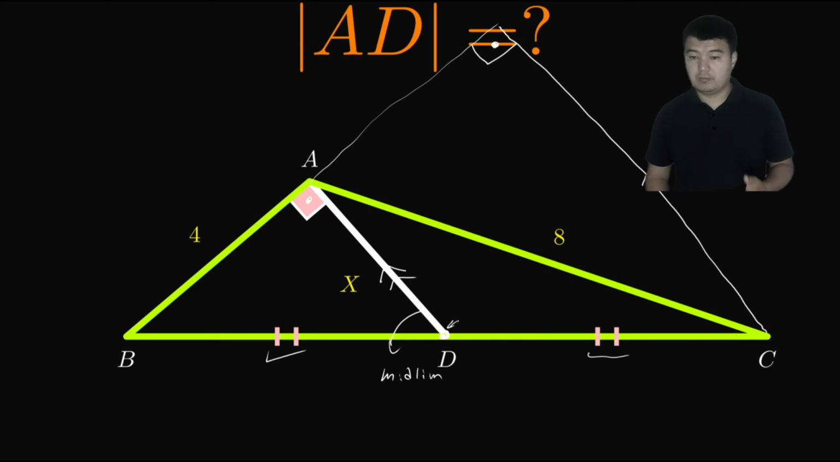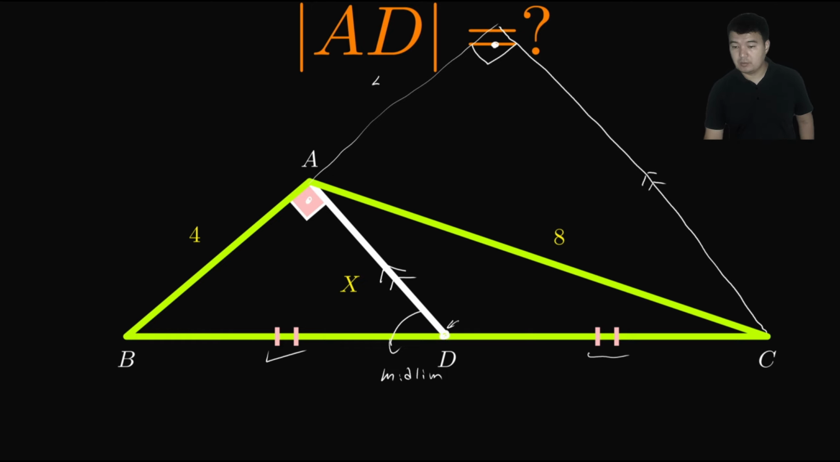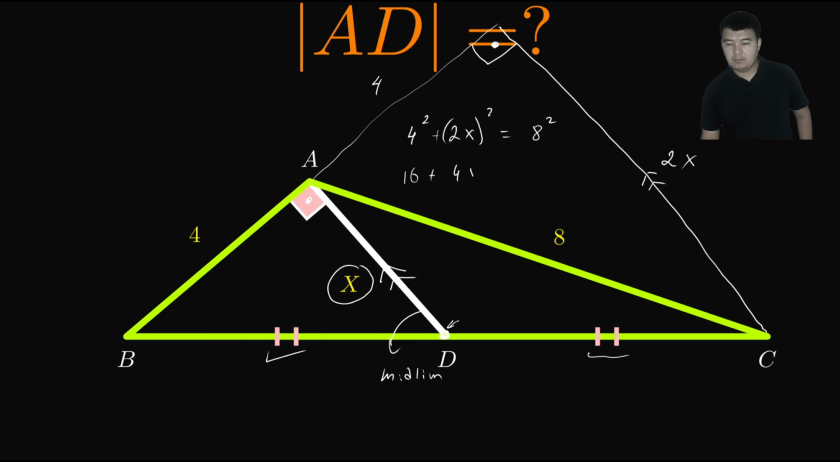So as a property of midline, this side is also going to be 4. And since this is x, this side is twice the x. Now we can easily use the Pythagorean theorem to find x. So that's going to be 4 squared, since we have 90 degrees here, 4 squared plus (2x) squared equals 8 squared. So the first one is 16 plus 4x squared equals 64.